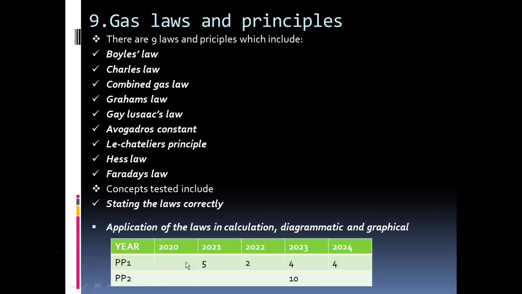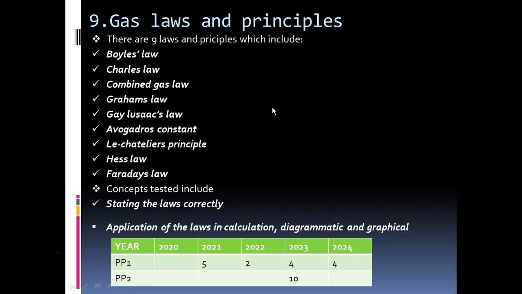How has it been tested? 2021, 5 marks. 2022, 2 marks. 2023, 4 marks. 2024, 4 marks. Which one would you like us to go through? If you keep quiet, I'll just take you to 2024. Or maybe if it's okay, I can just go to the next. Is there any of the years you would like us to go through? You can unmute and say it, or you write it in the chat.